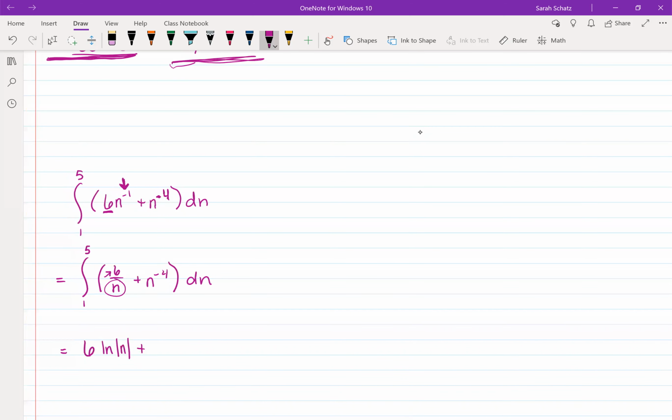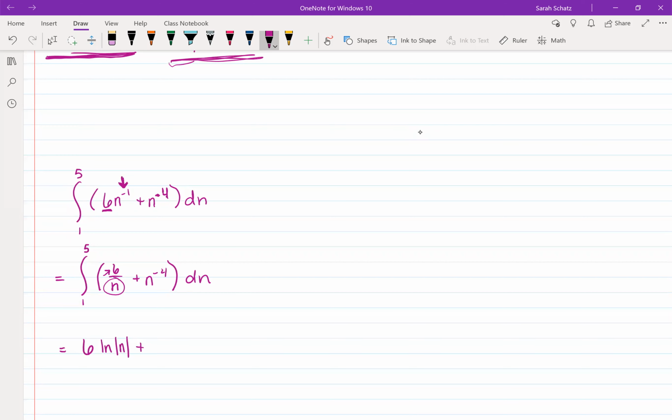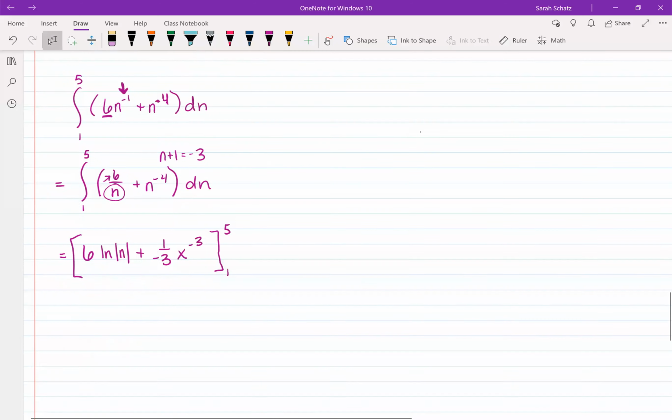Let's integrate this second term. So you guys, if your power is -4, your n plus 1 is -3. So it's going to be 1 over -3 times n to the -3. Just normal power rule on that one. We're going to take that now that we've integrated and evaluate it at 1 and 5 and subtract.